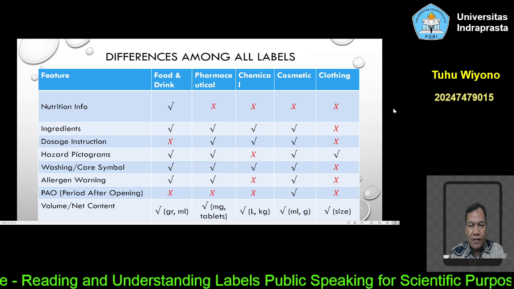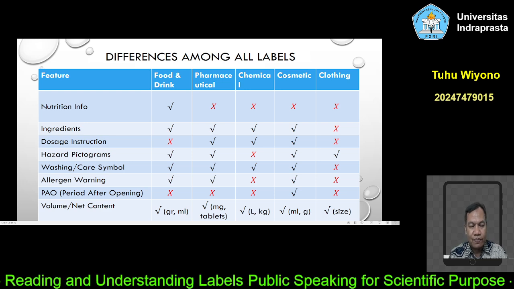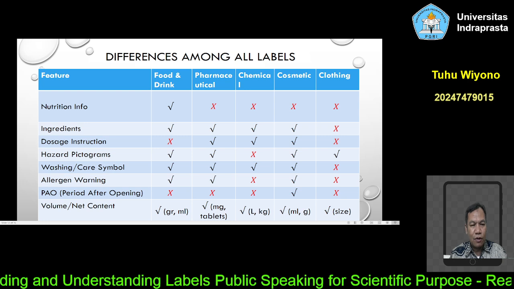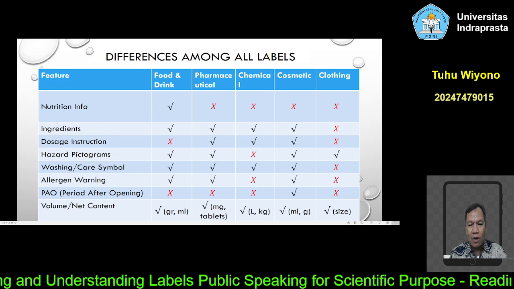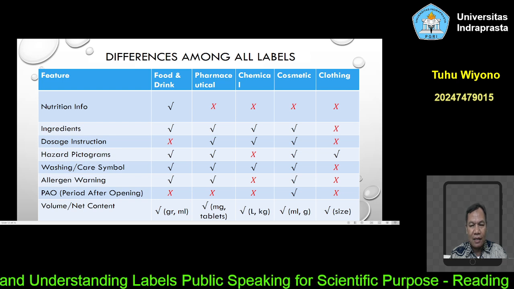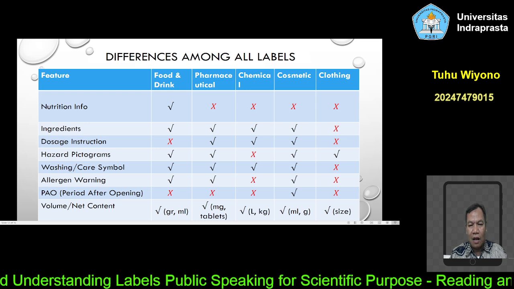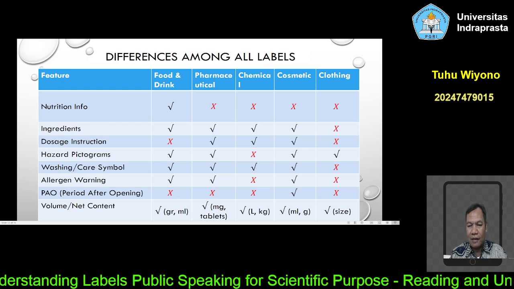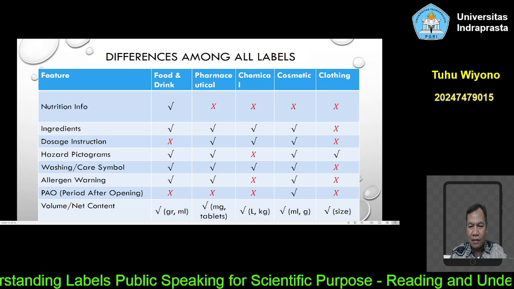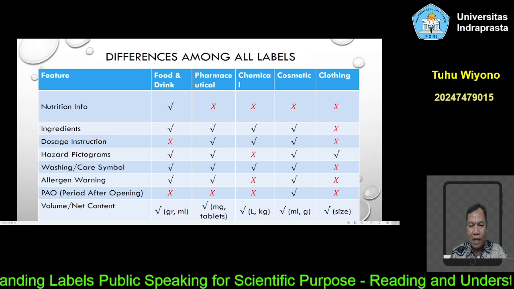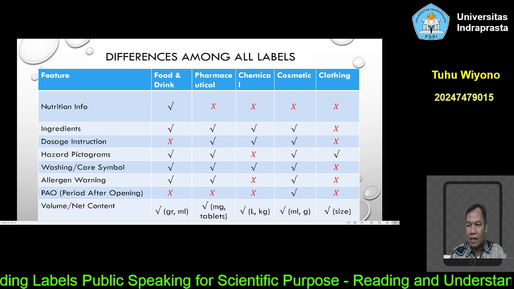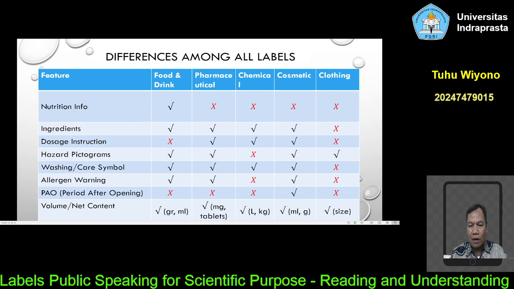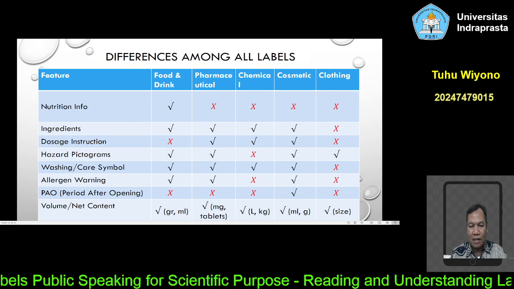There are also differences among all labels. From this label, we can analyze that nutrition info is only available in food and drink. Ingredients are available in almost all labels except clothing. Dosage instruction is not available in food and drink, and also is not available in clothing. Hazard pictogram is only available in chemical labels.